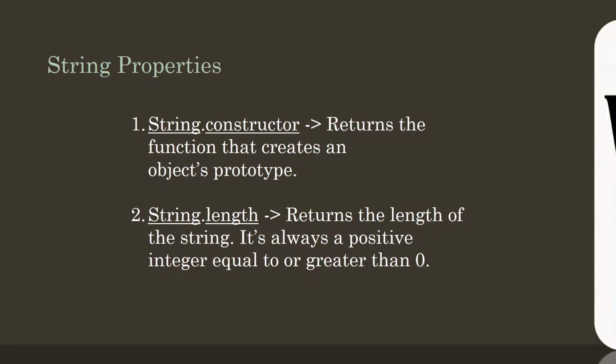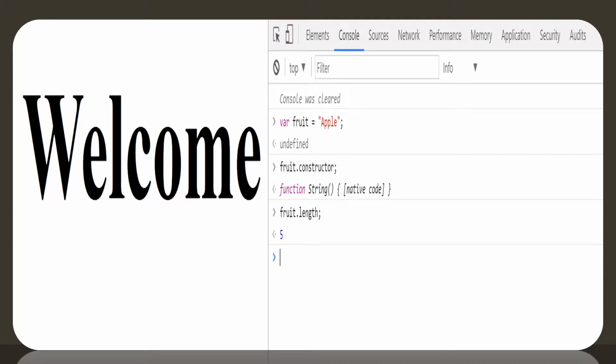We can see an example. In this case, I have declared variable fruit equals to apple. Now fruit.constructor is giving me a function that the string is made up of. Fruit.length is giving me the number 5 because APPLE has 5 characters in it.